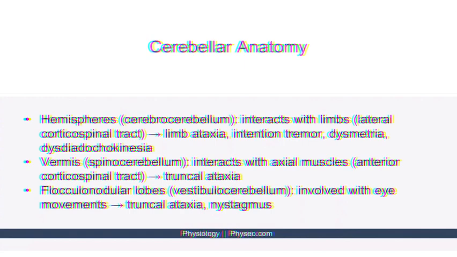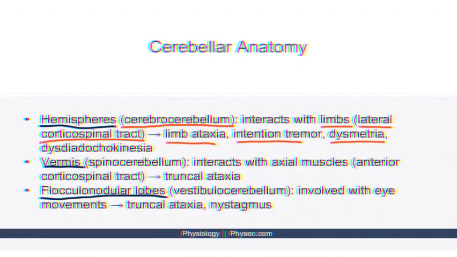The main thing you need to know is that there are hemispheres, there's the vermis, and the flocculonodular lobes. The hemispheres are primarily responsible for the limbs, so the lateral corticospinal tract. If damaged, it can cause limb ataxia, intention tremor, dysmetria, and dysdiadochokinesia. And we'll explain what these look like.